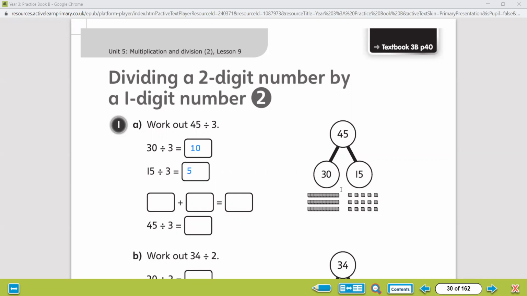And you could, if you prefer, draw rings and group them. I'm not doing that because it's a little bit tricky to show with a mouse. Just like yesterday, we add up these two answers. So we've got 10 and 5 equals 15. 10 and 5 makes 15. So 45 divided by 3 is 15. It's exactly the same as the learning we were doing yesterday. We just have to partition them into numbers that will help us.